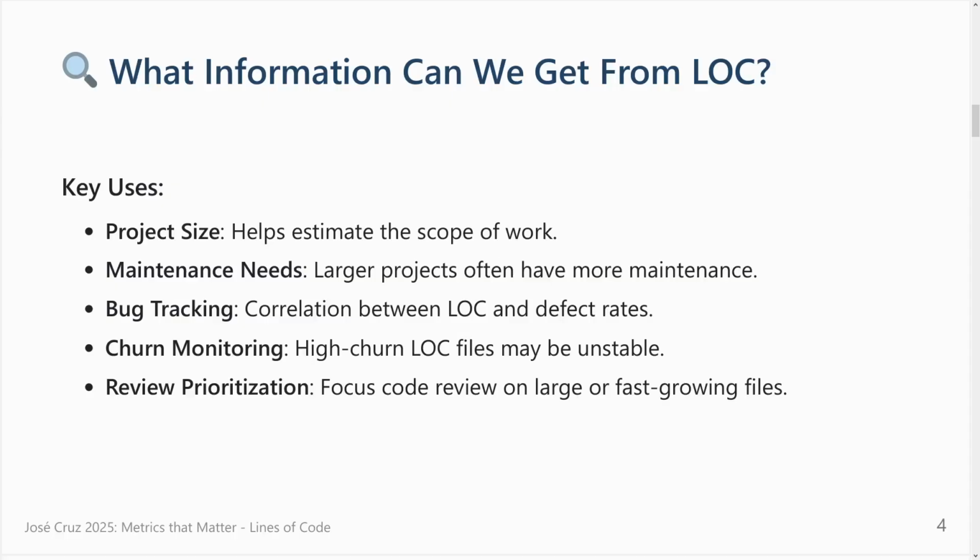Okay. Churn monitoring: high-churn lines of code or files may be unstable. High churn means modified lines or modified files. It's a concept that sometimes uses this word. And review prioritization: focus code review on large or fast-growing files. If you are measuring the growth of the number of lines, and you split by file or package, you start to see on a chart which files are growing fast, and those are the ones on which you probably want to focus your code reviews, to make sure they maintain their quality and are compliant with the quality standards that you have in your company.